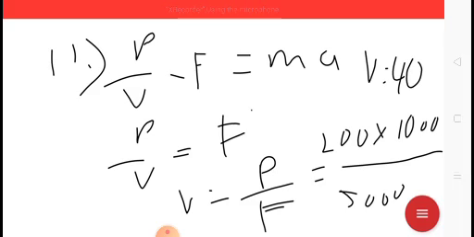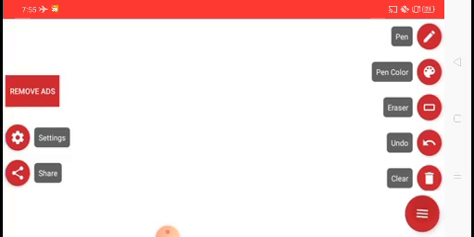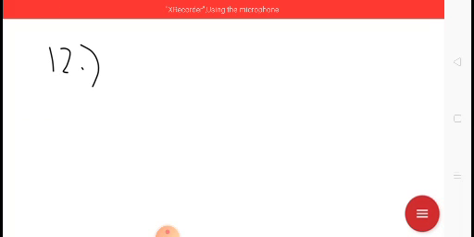Okay, now we move to question 12. Question 12: the car of mass 1500 kg has an engine with a maximum power output of 200 kilowatt. The resistance to the motion is typically 5000. Find the instant acceleration of the car when the engine is working at the maximum power and the car is traveling at 20 meters per second. So question 12, same thing, P over V minus the resistance is equal to MA.